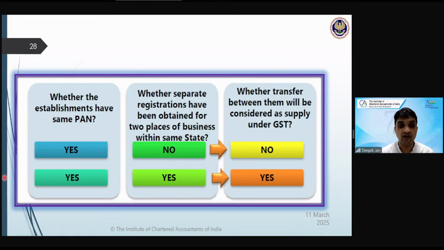But see the second scenario. Whether the establishments have the same PAN? Yes, they have only one PAN. Whether separate registration has been obtained for places of business within the state? Yes, they have taken separate registration. Then such a transfer will be liable to GST. Clear with this?